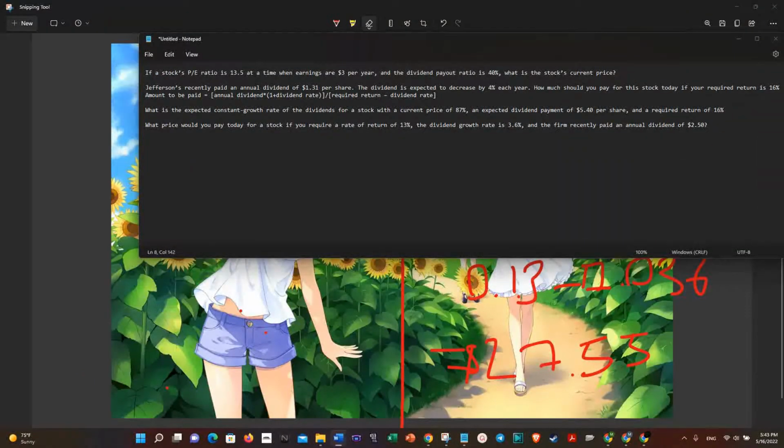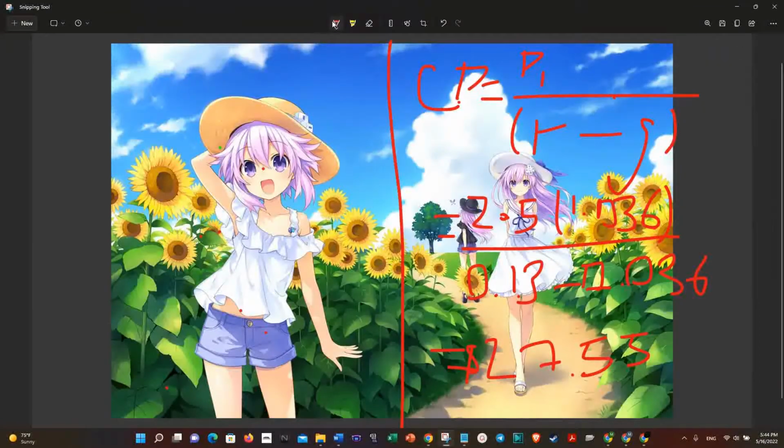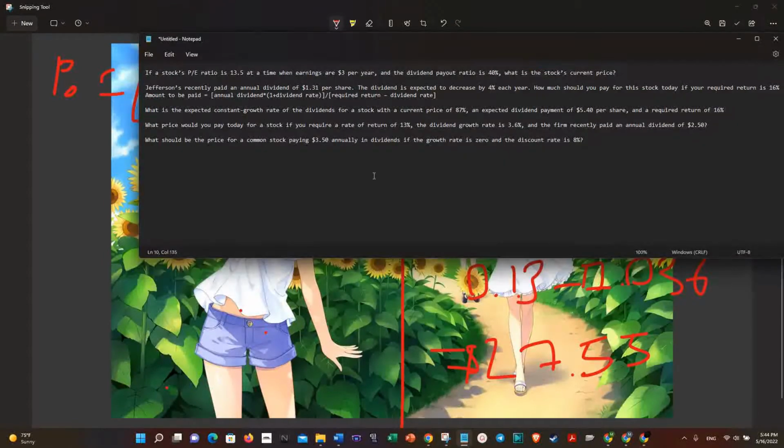The next question is, what should be the price for a common stock paying $3.50 annually in dividends if the growth rate is 0 and the discount rate is 8%? Okay. For this question, we're going to need the formula P of 0 is equal to the dividend divided by the rate, not the return rate, just the rate. So in this case, we were given that it is $3.50 and the discount rate is 8%.